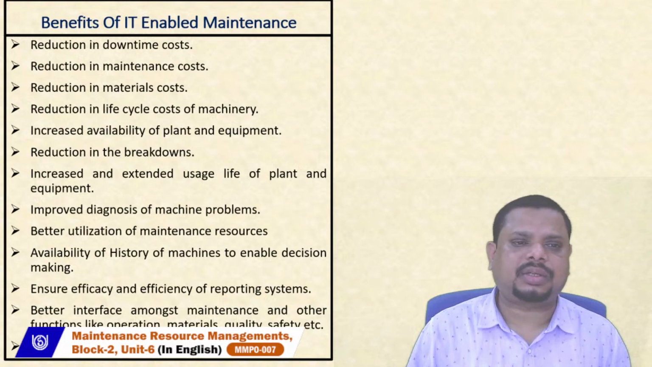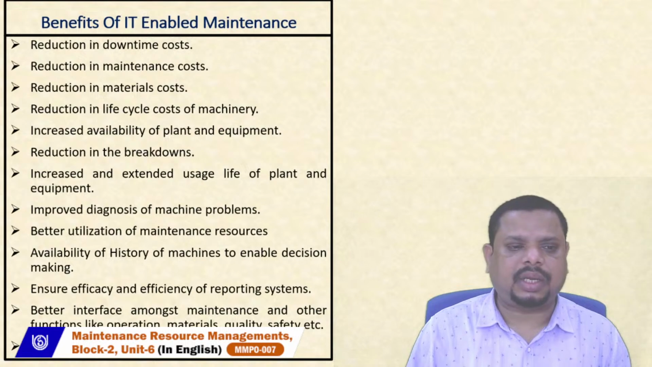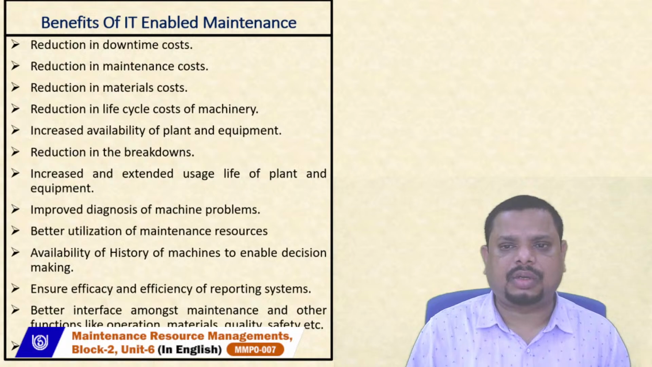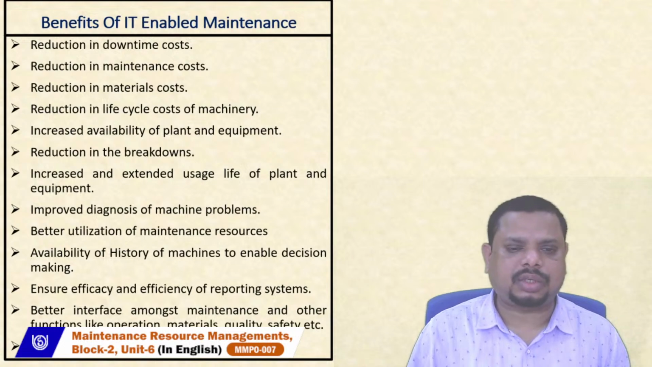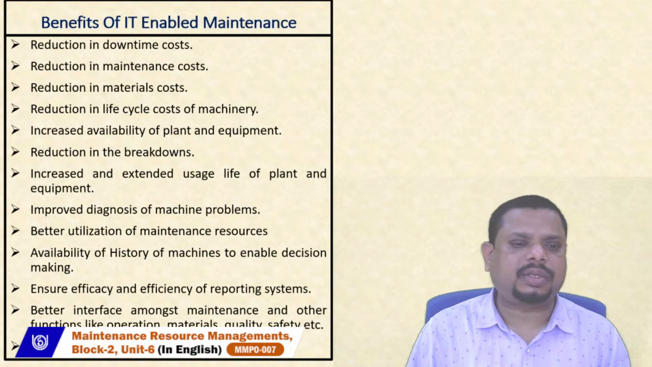So I just repeat: reduction of the cost in case of downtimes, maintenance and materials, reduction of life cycle cost of machineries, increased availability of plant and equipment so that the production department gets a smooth flow of raw material or smooth flow of the conversion system of large enough amount of input resources into output resources. That also decreases the percentage of breakdown because, due to IT enabled systems, through artificial intelligence, through ERPs, and through the installation of a large number of sensor equipment, it can be easily visualized.